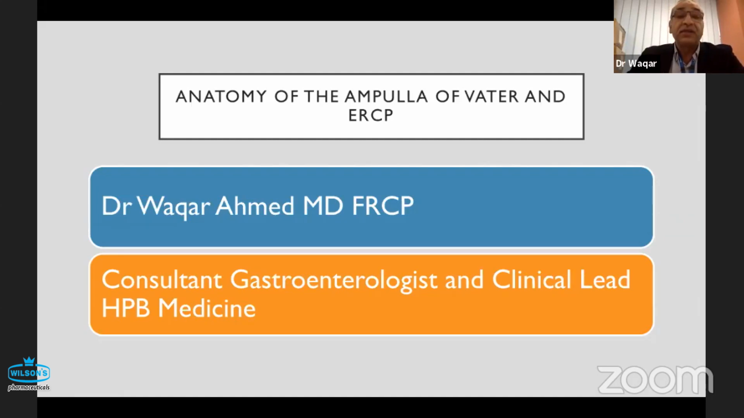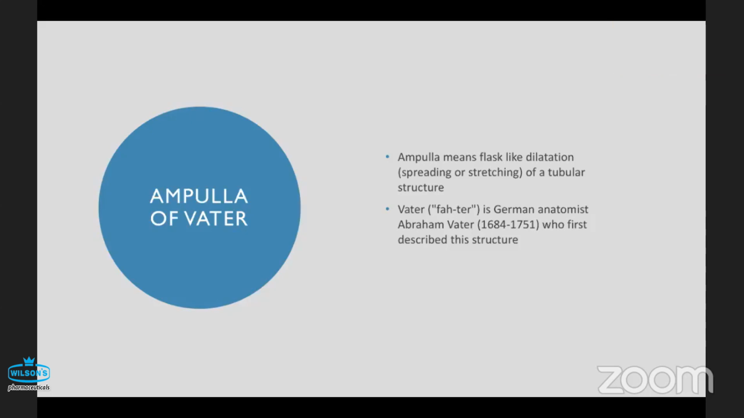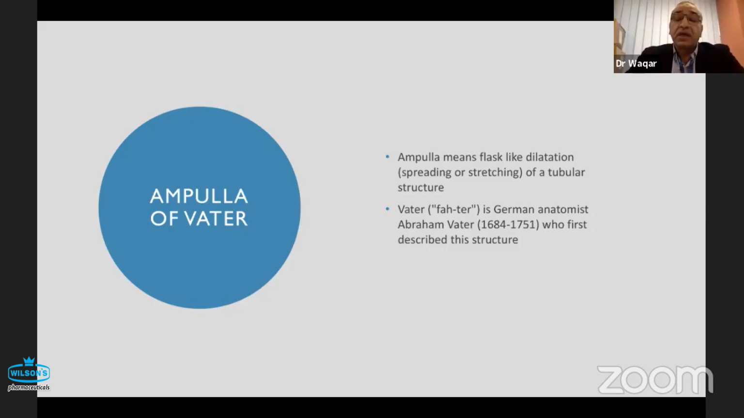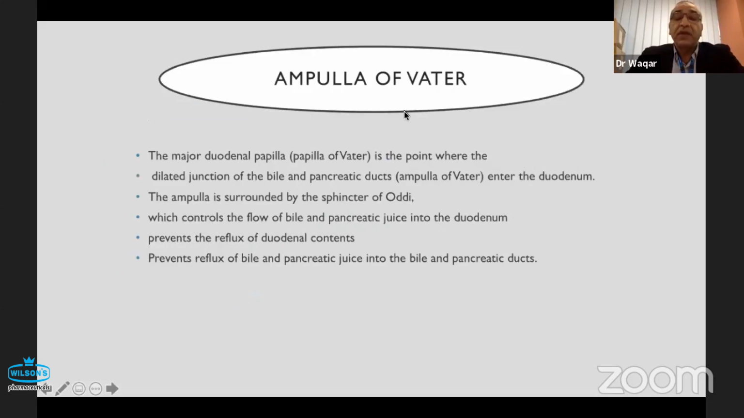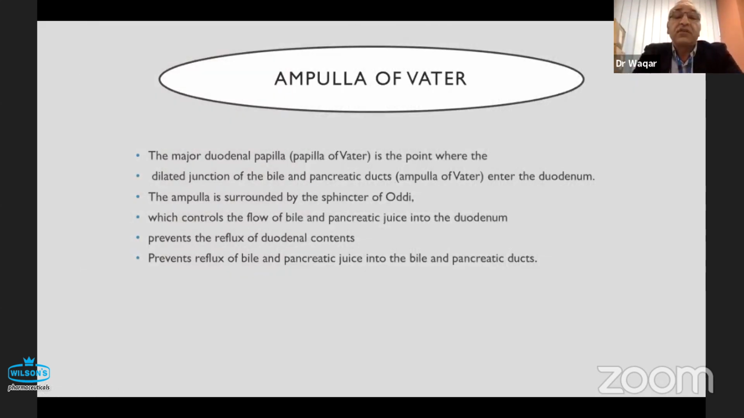We are basically discussing the anatomy of the ampulla of Vater, or Vater as the Germans would call it, and its relevance to ERCP. Ampulla, as you all know, means a flask-like dilatation, or a tubular structure. Vater was a German anatomist, Abraham Vater, and he described the anatomy of this structure. It is the major duodenal papilla, where the dilated junction of the bile and pancreatic ducts enters the duodenum.